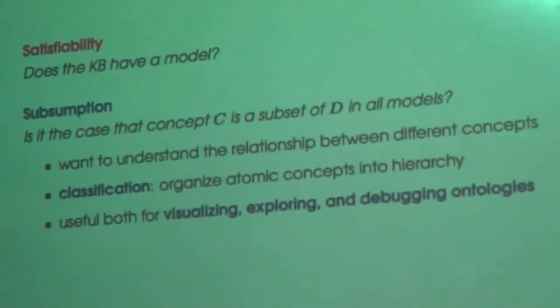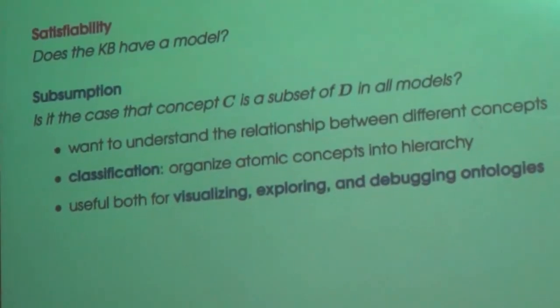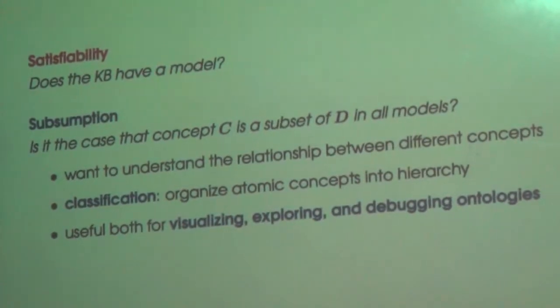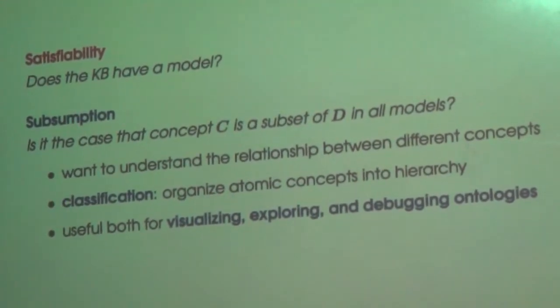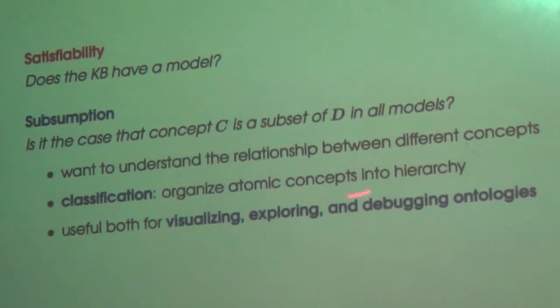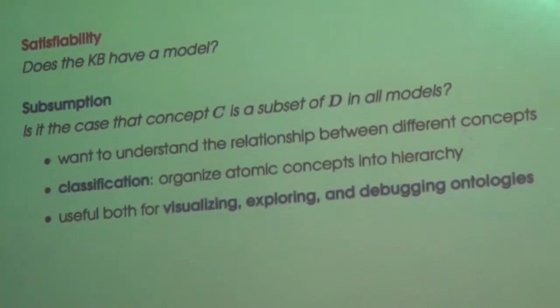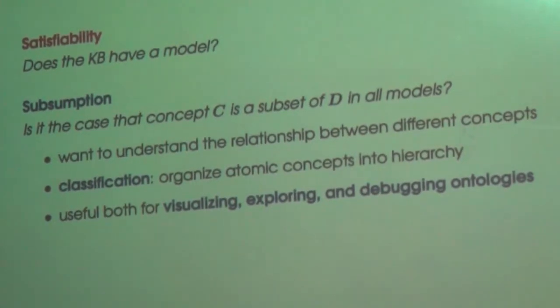Okay? In fact, one particular, more specific task than subsumption is something called classification. So here we take all of the atomic concepts that appear in our ontology, and we do all the subsumption checks to see which ones are more general or more specific than each other. And so we can organize our atomic concepts into basically a hierarchy. Okay? And this is very useful for navigating the ontology, for seeing what's in it, and also for understanding it and for debugging it.